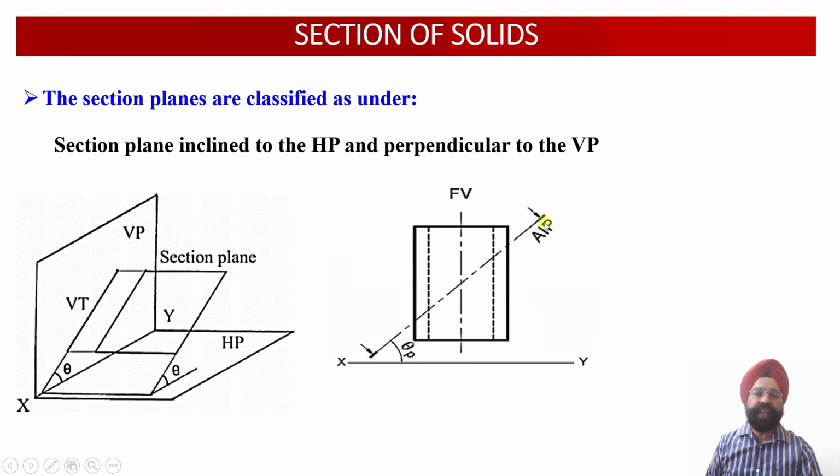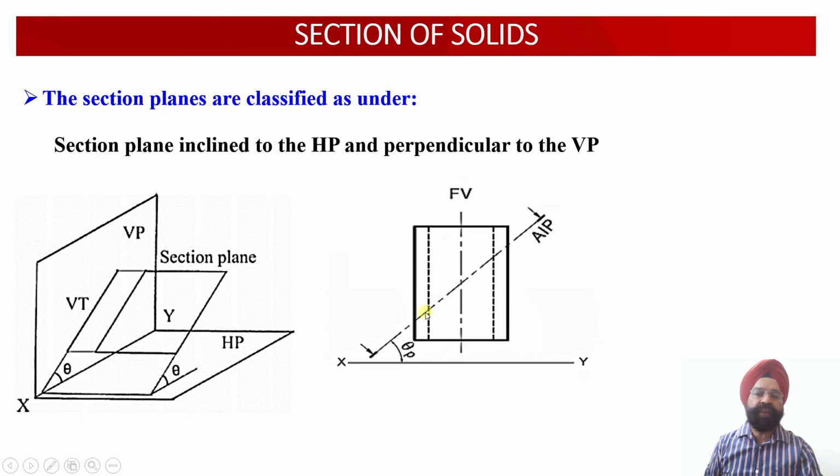So let us see one of the examples over here. Here we have an AIP which is inclined with respect to HP at an angle of theta, and this plane happens to be perpendicular to the vertical plane, and this is going to cut the solid in this inclined orientation. This portion of the solid will be discarded and thrown out, and then we are left with the remaining portion of the solid.